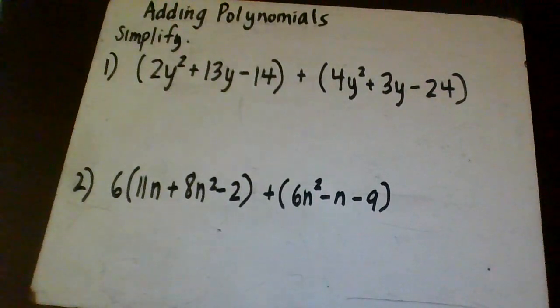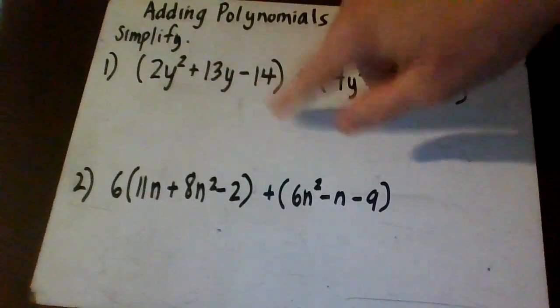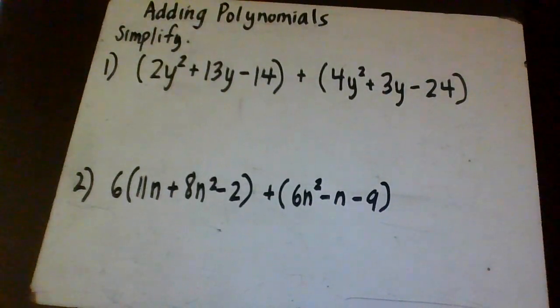We are going to add polynomials. So a polynomial, you know, is the sum and/or difference of terms. A lot of times, if they have a full polynomial, they'll put it in parentheses. So here's one polynomial, which would be 2y squared plus 13y minus 14, plus this other polynomial here. We're going to add those polynomials together.